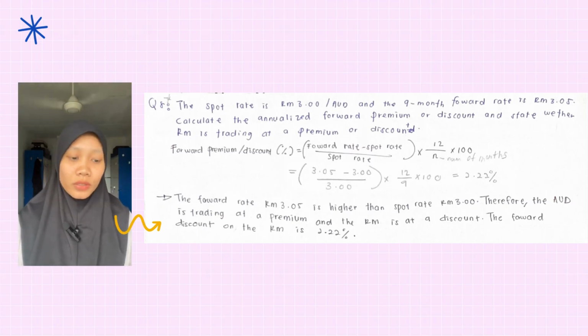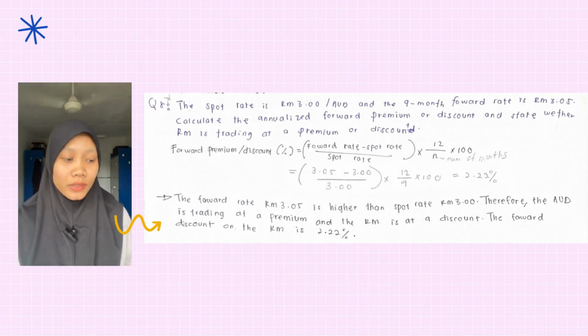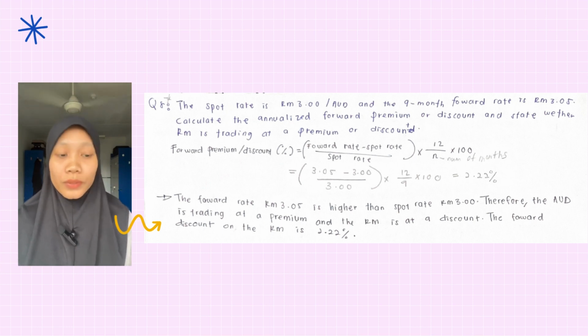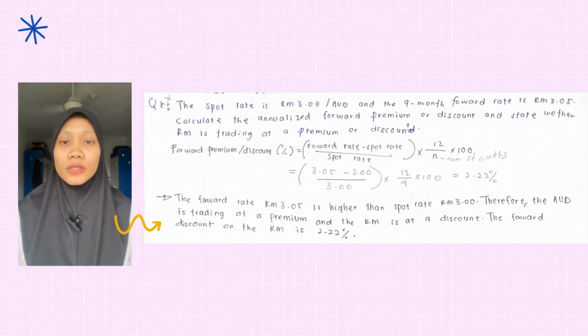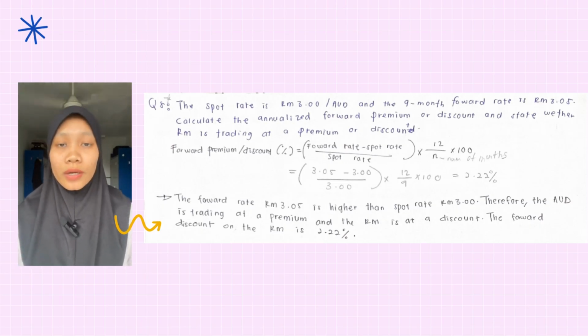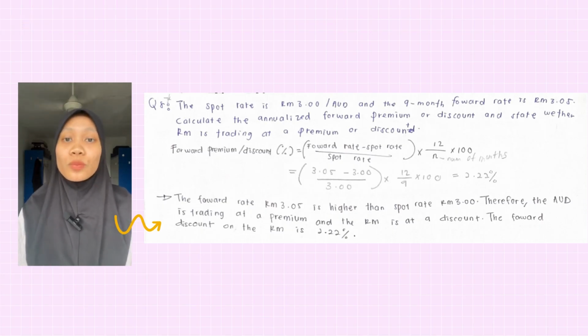So when we insert the amount, we get 2.22%. So the forward rate, which is RM 3.05, is higher than the spot rate RM3. Therefore, the RM is trading at a discount and the Australian dollar is trading at a premium. This means investors expect the RM to be worth less in 9 months compared to now. And we can see the annualized forward discount on the RM is 2.22%.